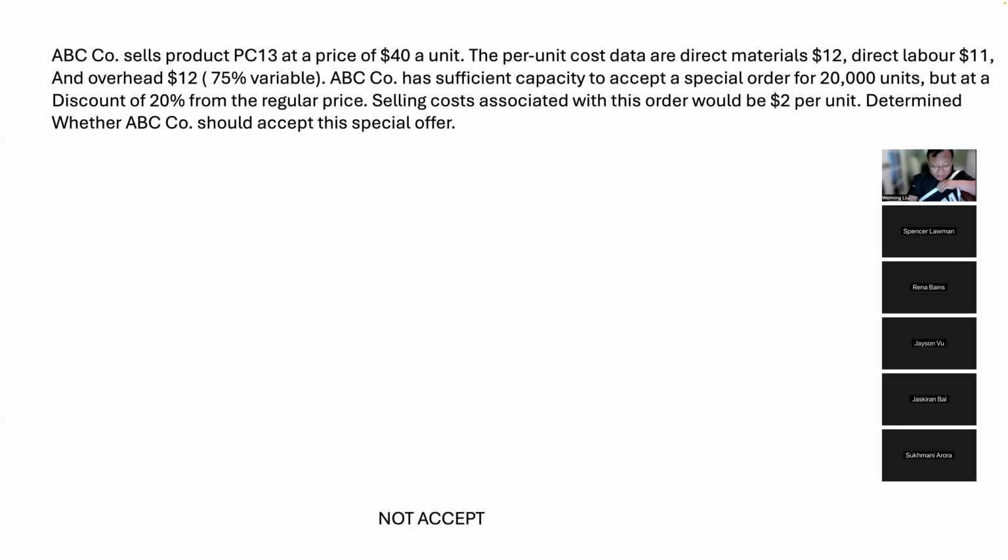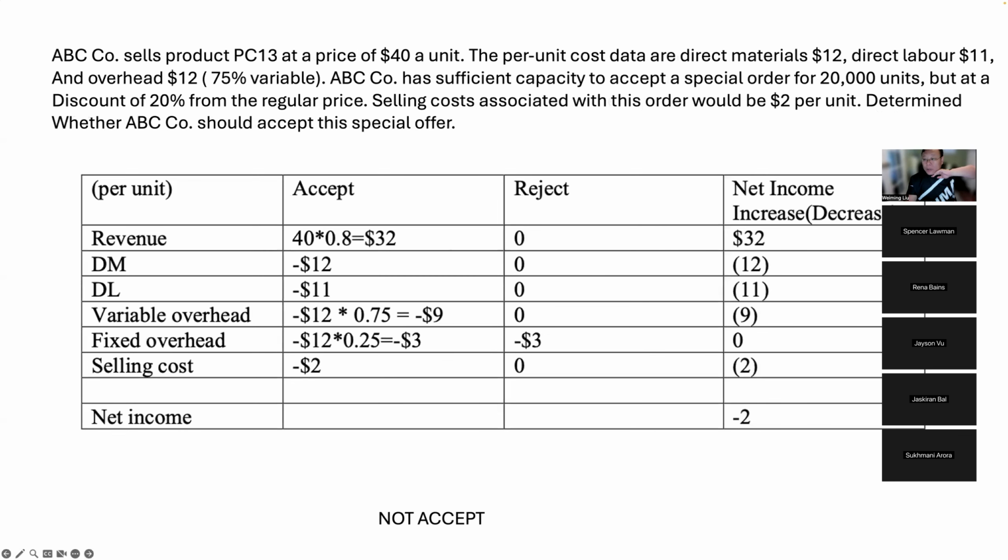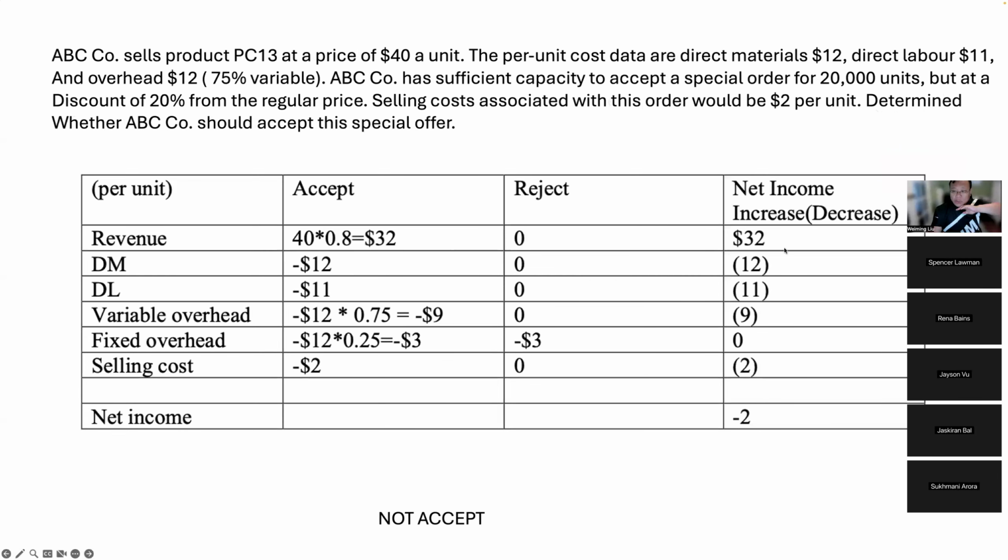Okay, so let's take a look. I'm comparing the two alternatives. One is called accept, the other is called reject. Then I would compare the two, to see how that would increase or decrease net income. So I'm comparing accept to reject. If you reject that special order, you don't get any money. You didn't do work for them, so your revenue is 0.